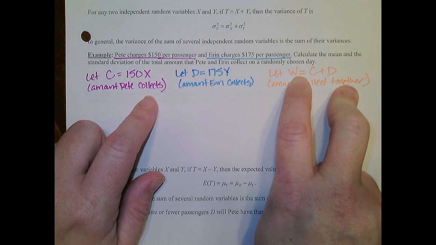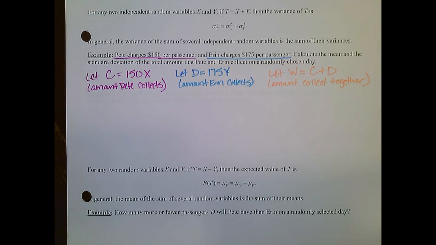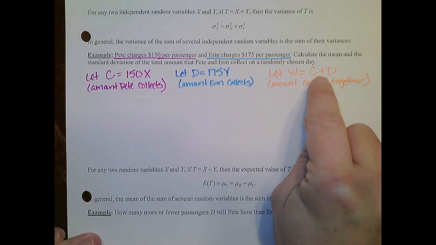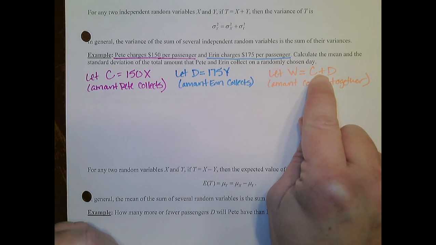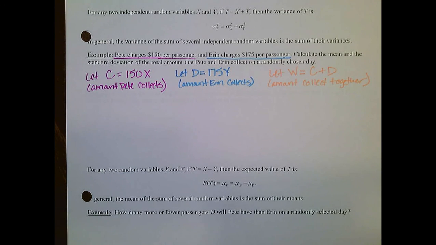Remember that to find the mean of the sum, you're going to add together the means of each individual outcome. To find the standard deviation of the sum, first you'll find the variance by adding the variance of each of the outcomes, and then you can just take the square root of that to find the standard deviation. So take a few minutes to see if you can calculate those values, and then when you're ready, come back for the next video.